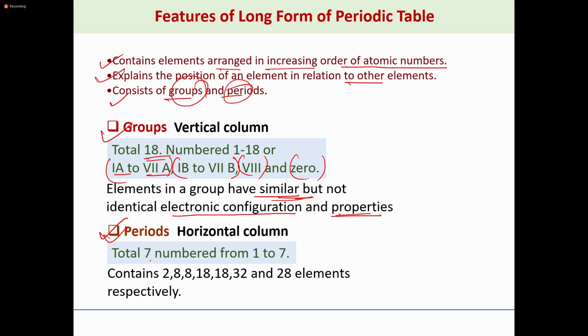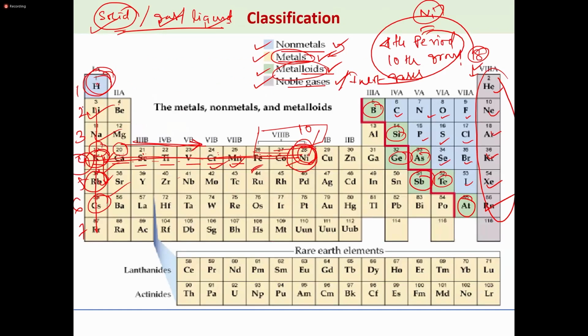There are seven periods, 1 to 7, and there are no sub-periods. They contain 2, 8, 8, 18, 18, 32, and 18 elements. If you see, this is the first period. The first period contains two elements, hydrogen and helium. The second period contains 8 elements: 1, 2, 3, 4, 5, 6, 7, 8. The third also contains 8 elements. The fourth contains 18 elements.